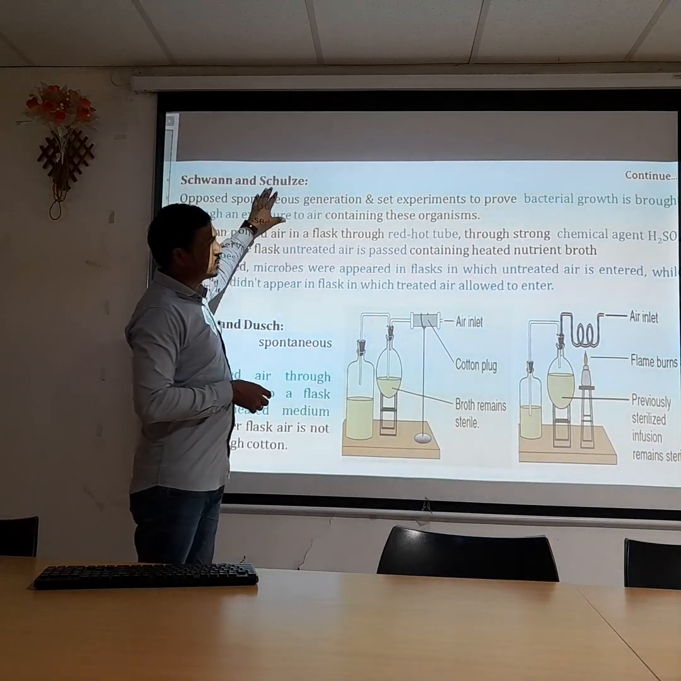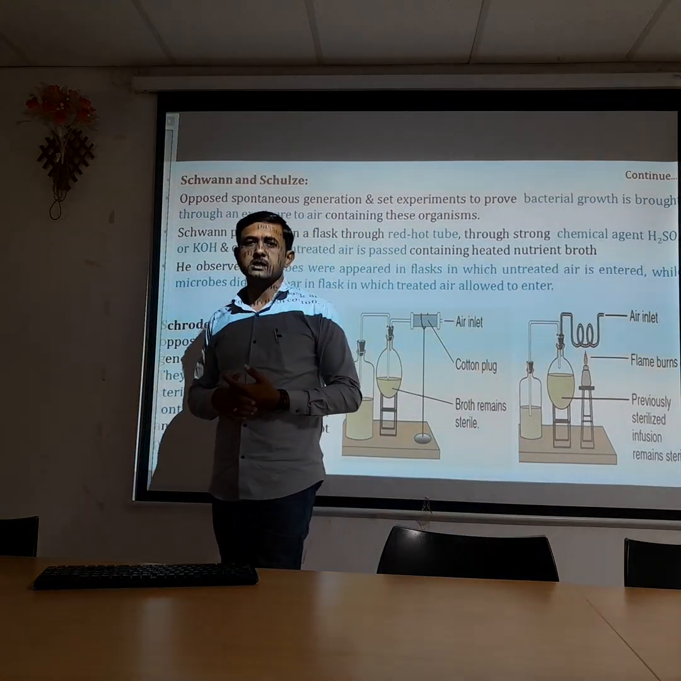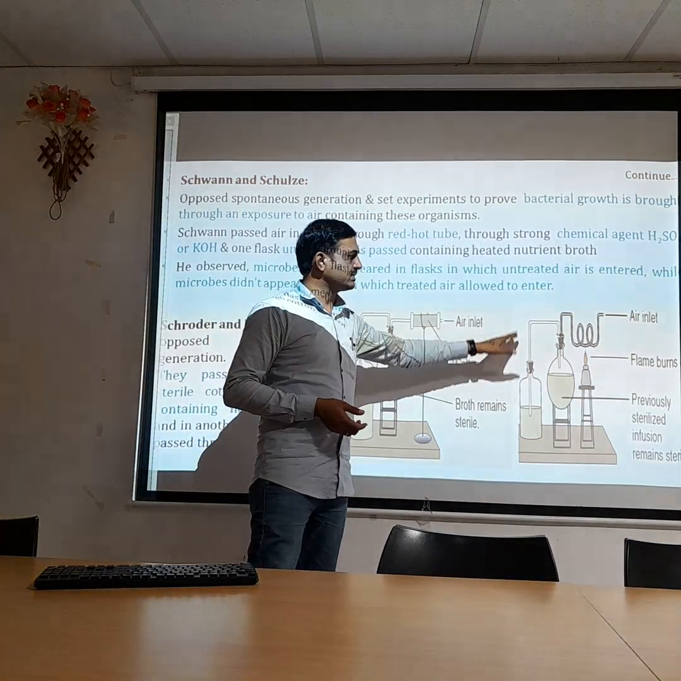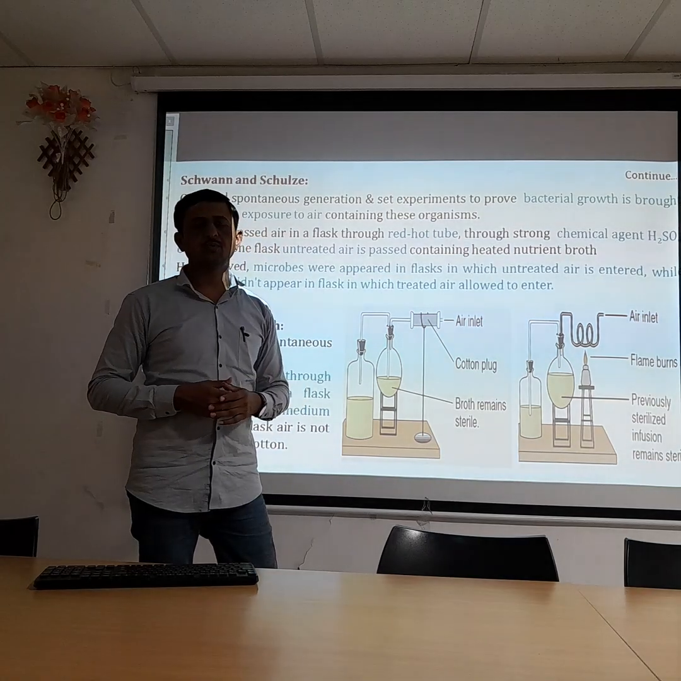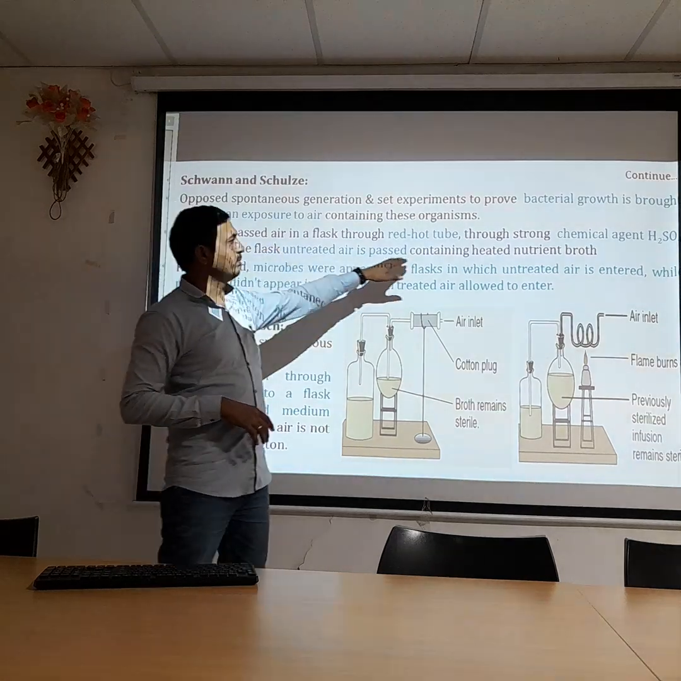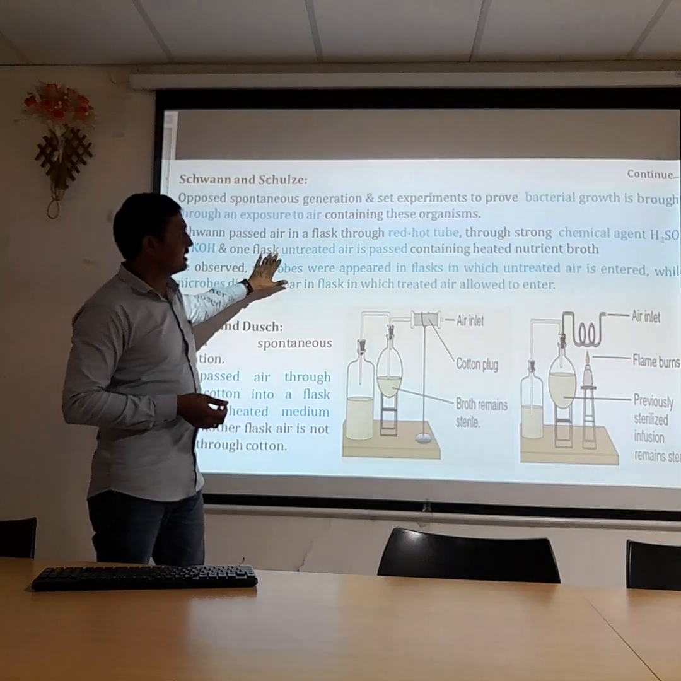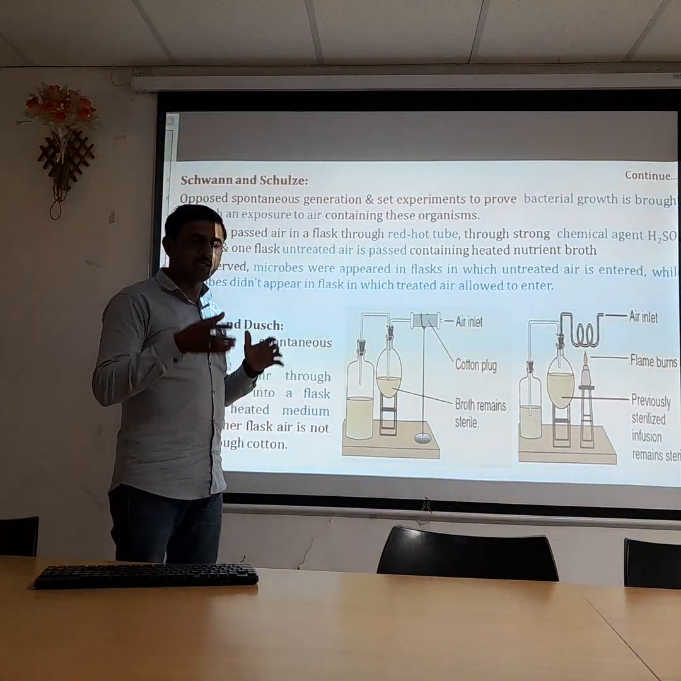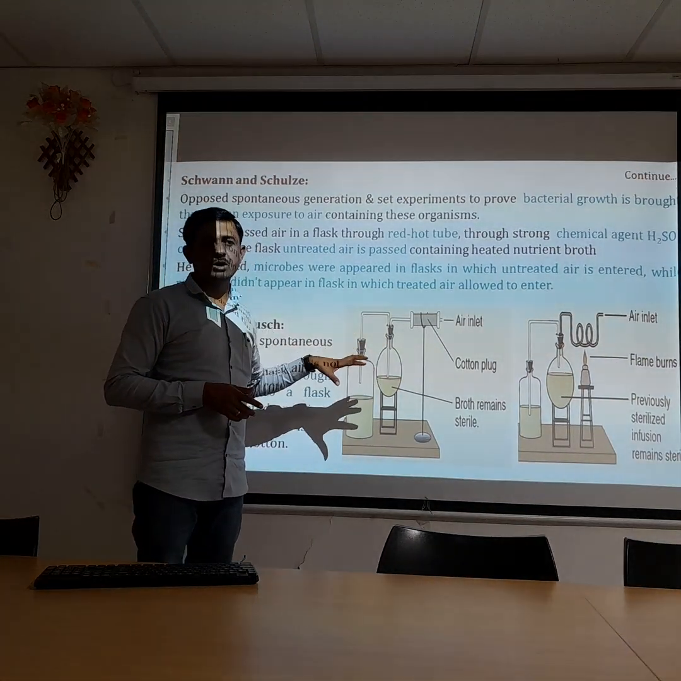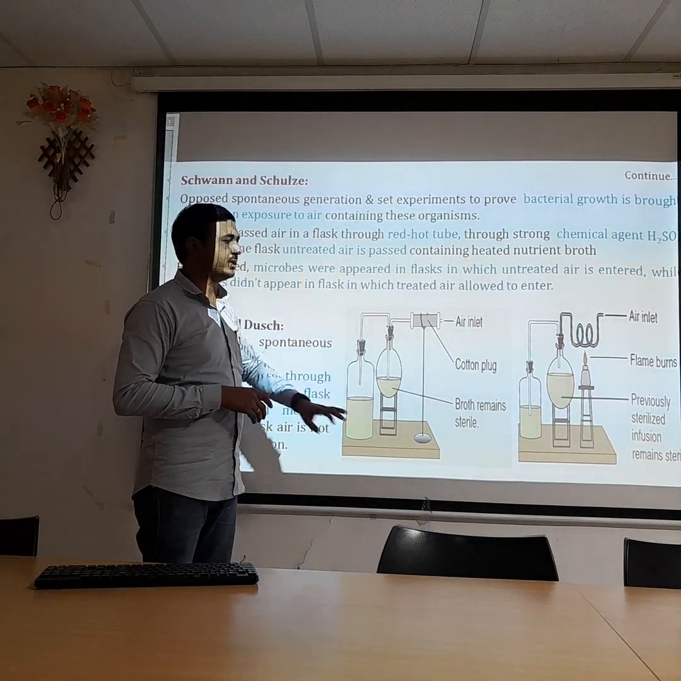In another experiment, Schroeder and Dusch passed the air into the flask through an acid, hydrochloric acid. We normally use acid for the killing of microorganisms. In the same way, he passed the air through that acid, and he also observed that the microbial population could not grow in the flask. So there was the red hot tube, a strong chemical like hydrochloric acid or KOH, and one flask untreated, in which air is passed into a flask containing broth without any treatment like hydrochloric acid or a red hot tube. So normal air is passed into that flask.